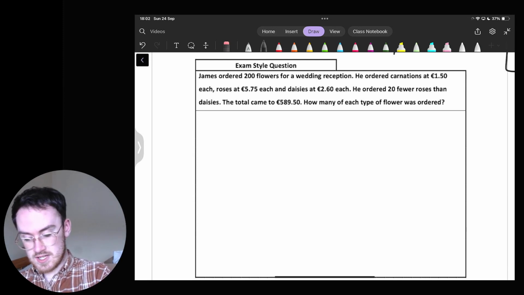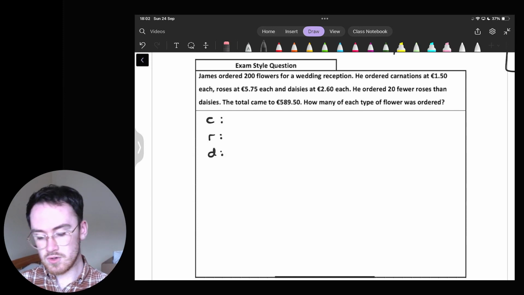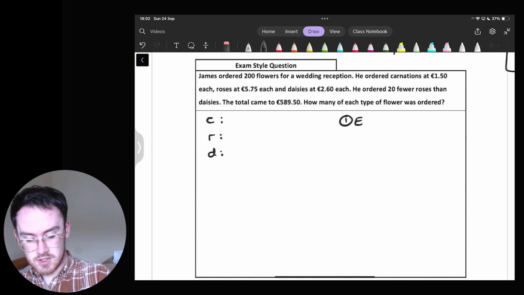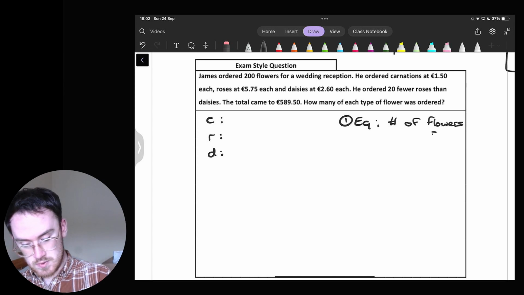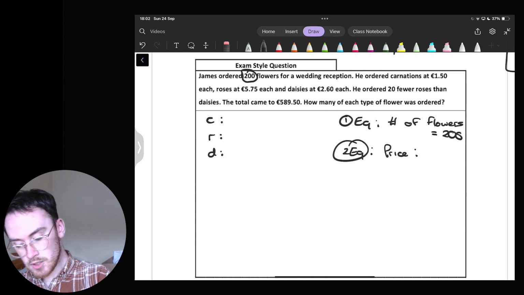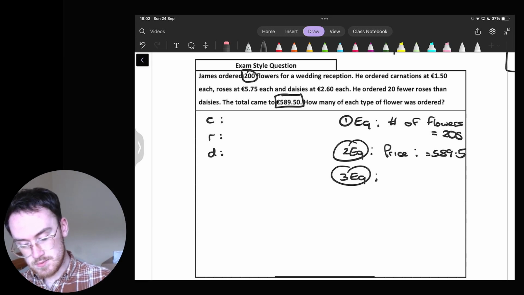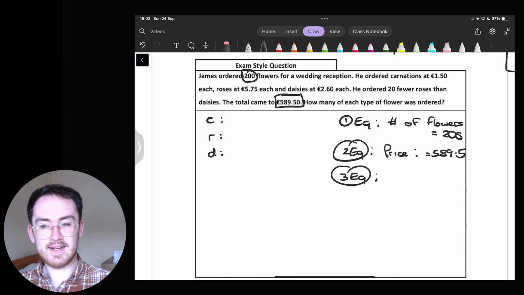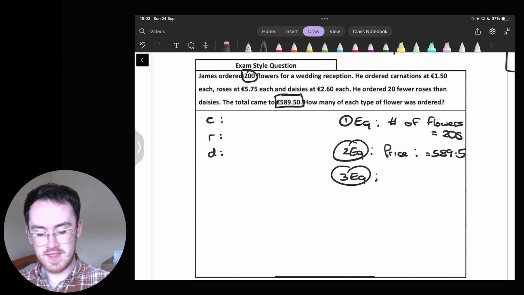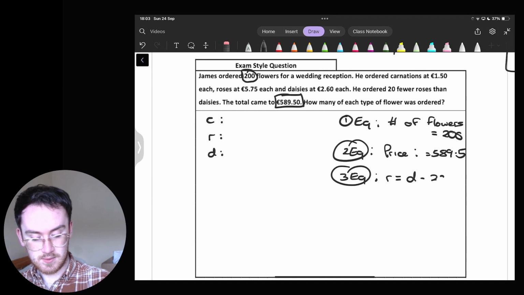So let's use the letters that we have this time. So carnations, roses, daisies. Okay, fairly straightforward. Our first equation is going to be just to do with the number of flowers, because we know that that is equal to 200, because that's however many he ordered. The second equation is going to be to do with the price, because we're told that the total there is 589.50. And my third equation then comes from the last line, and that's going to be 20 fewer roses than daisies. He ordered 20 fewer roses than daisies. So the roses he ordered was daisies, take away 20.